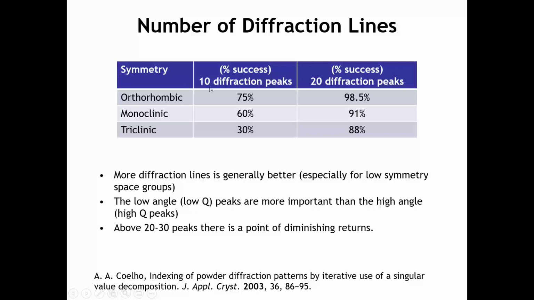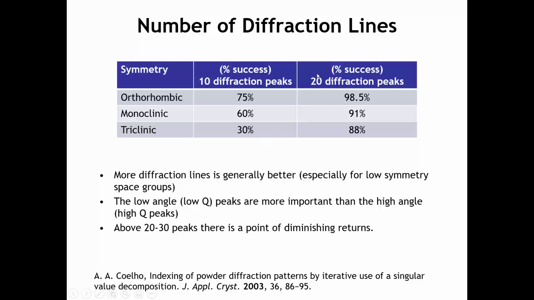If you include only the first 10 diffraction peaks, then about 3/4 of the time it can still find the right answer for an orthorhombic crystal, but that goes down to only 30% of the time if we have a triclinic crystal. And maybe that shouldn't be too surprising. Trying to fit the positions of 10 peaks with 6 variables is not a very highly overdetermined problem.